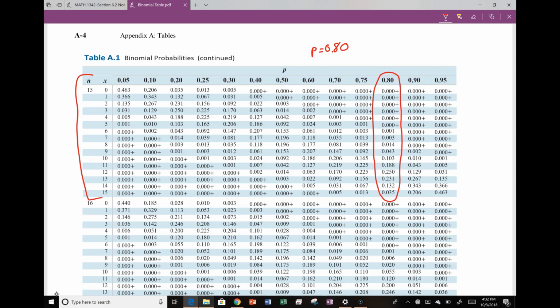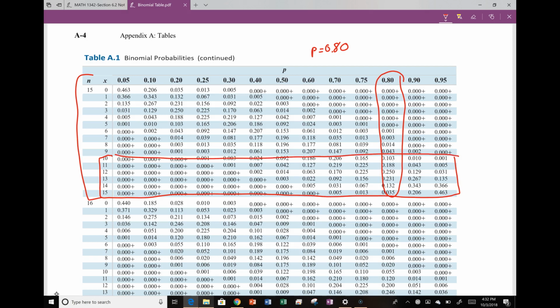We originally, in part A, wanted the probability exactly 10 were on time. So here's exactly 10. 0.103, which if we had rounded to 3 decimal places, would have been the same thing. So we're still looking at this 0.8 right here. Now we want at least 10. So we want 10 through 15. We come here and we add all of these values up.